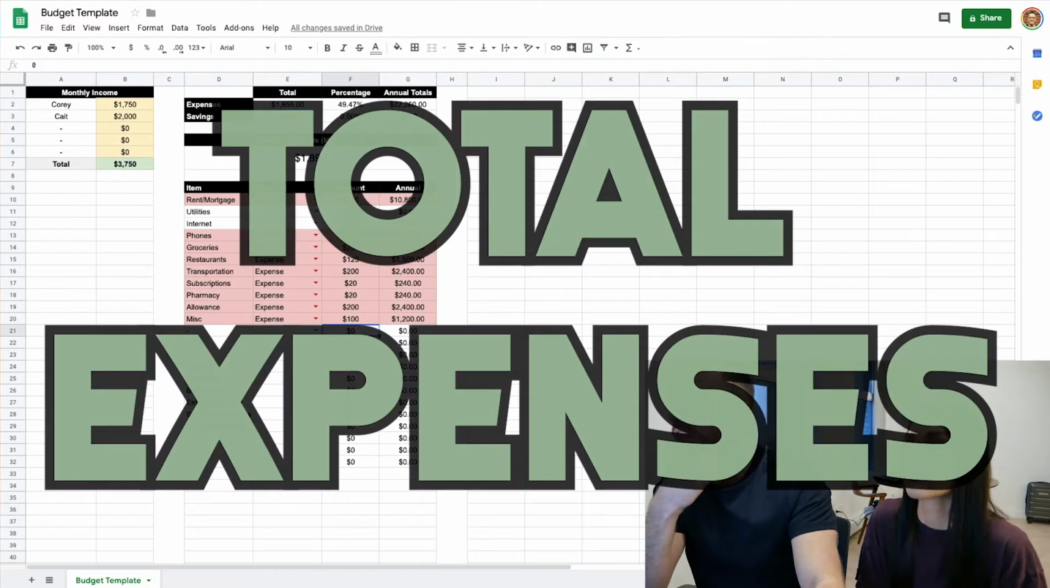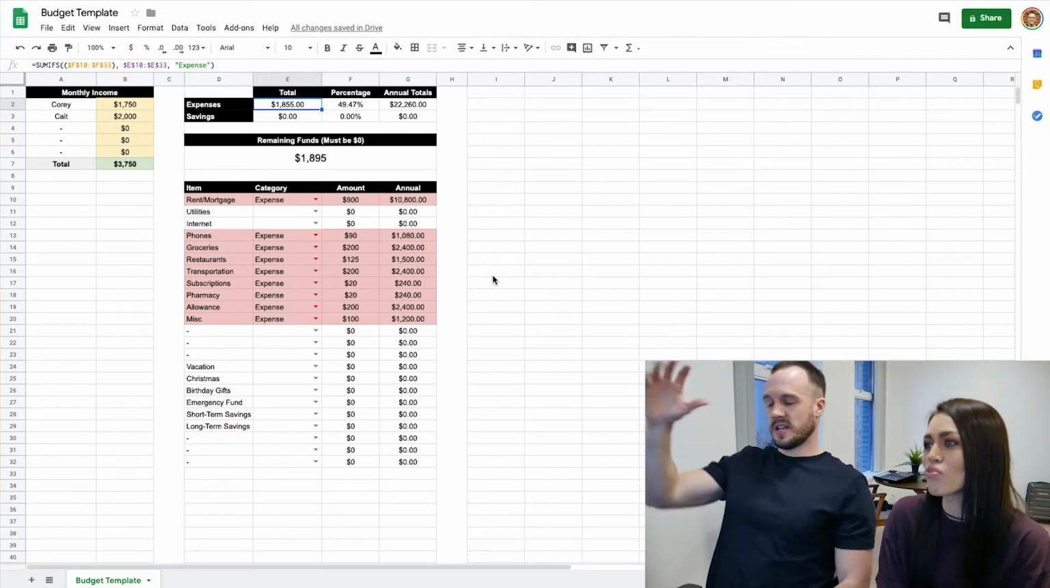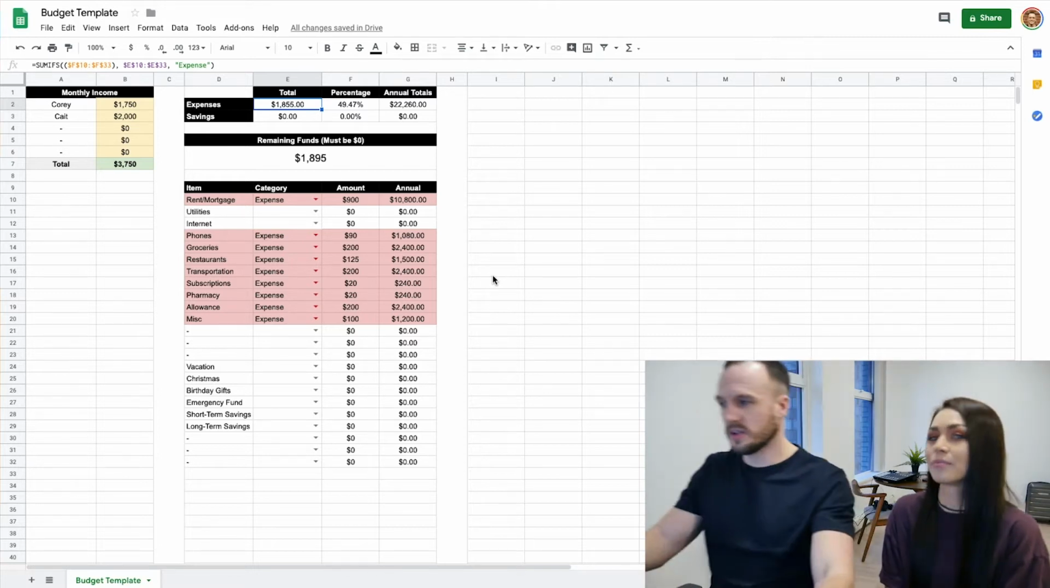So total expenses was $1,855. All this is a place where it allows you to narrow in on what your expenses are and really see where your money's being spent. So let's go on to the next thing.